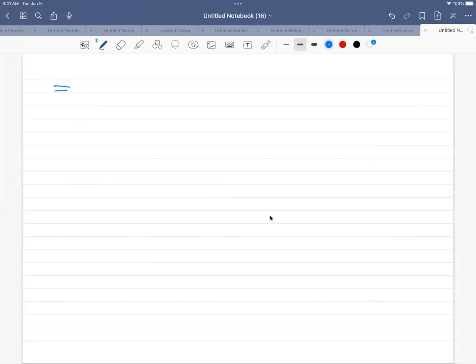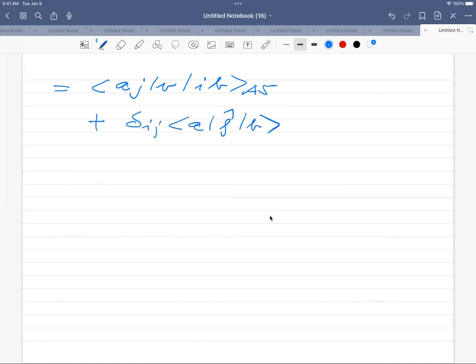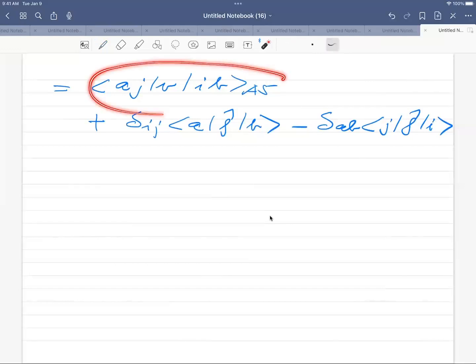You will get a matrix element which goes like AJ of V of IB, anti-symmetrized, plus delta IJ multiplied with A of F of B, minus delta AB of J of F of I. Now, since we have assumed that A is different from B and I is different from J, the only term which survives is going to be this term here.